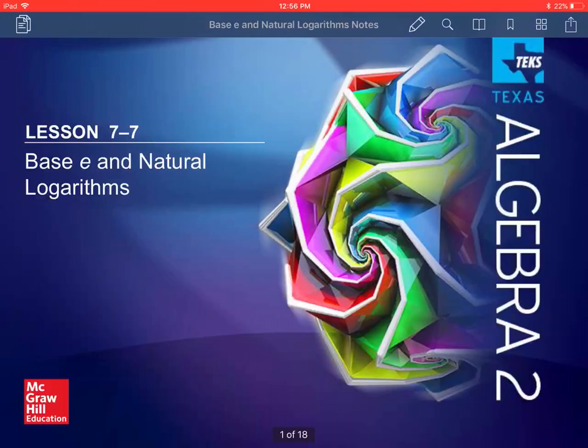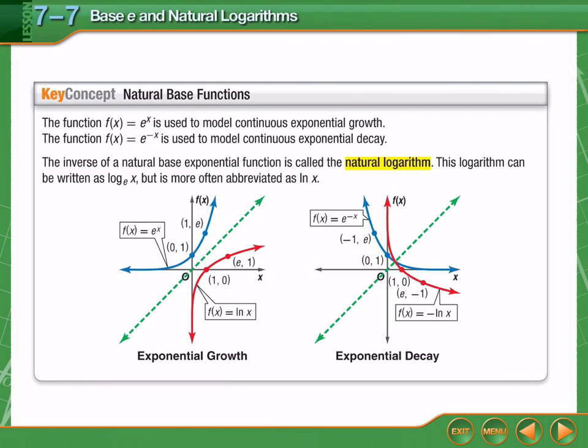Okay, so we're going to be talking about base e and natural logarithms. Base e and natural logarithms go together. Anytime you take the log of something with a base of e, it's going to actually be a natural log. So here we've got f of x equals e to the x power, and its inverse function is f of x equals the natural log of x.